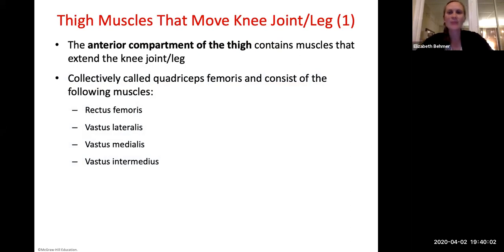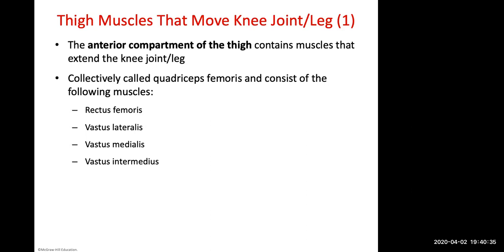The anterior compartment of your thigh contains muscles that extend your knee joint, and extending your knee joint just means if you were kicking a ball. So kicking the ball would just be complete extension. They're collectively called your quadriceps muscle, and these are the 4 quadricep muscles, and you can write those down. So you have 4 quadricep muscles. How many hamstring muscles did you have? Anyone remember? 3. 3, good.